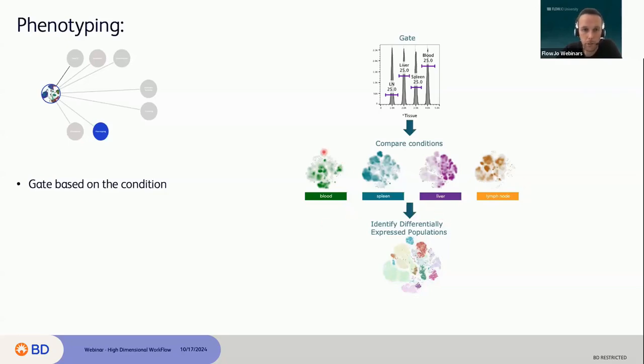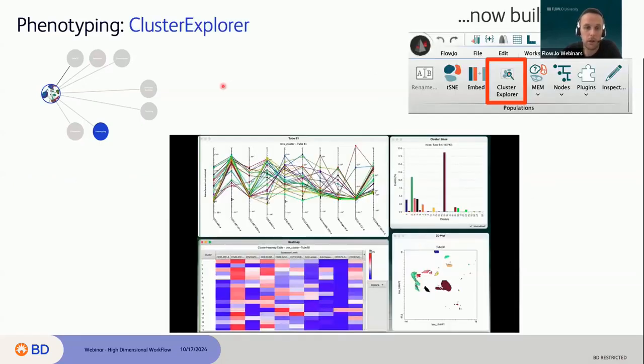So we can see, for example, here the cluster on top is really there in the spleen, as well as in the liver, not so much in the blood, and totally gone in the lymph node. So we see that this island specifically is changing based on the tissue type. So maybe we want to know which cell types those are. But right now it doesn't tell you which cell type. So we need to know which cell type it is.